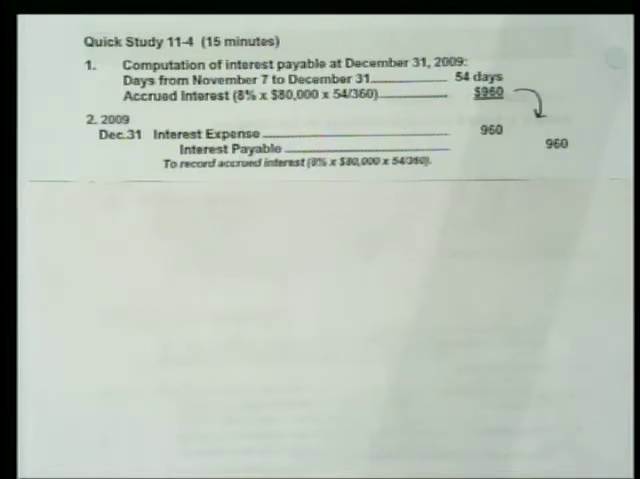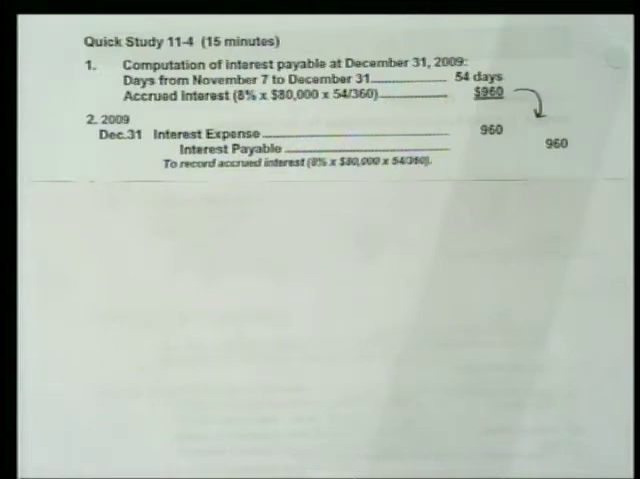The computation of the interest payable. Once again, you take the annual interest rate times the principal amount of $80,000 times 54 divided by 360. Because between November 7th and December 31, we have accrued 54 days worth of interest that we have to pay. Now, we don't have to pay it on December 31st, but we need to properly show this liability on the books, and we need to get this interest expense booked in that proper period. It's not that much for this company, but for a company that has large amounts of debt, this could be a big number that they need to accrue on their financial statements. So that is how we came up with that.